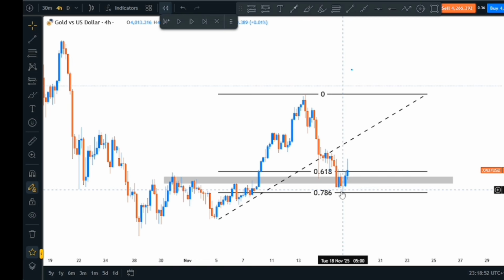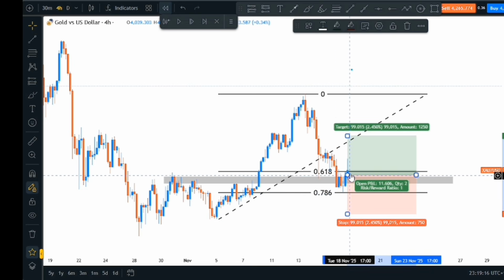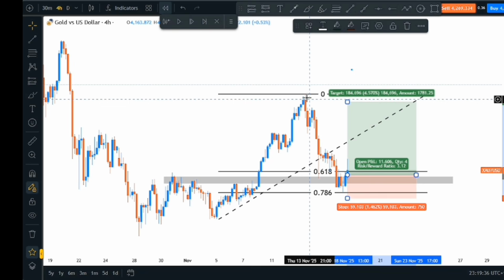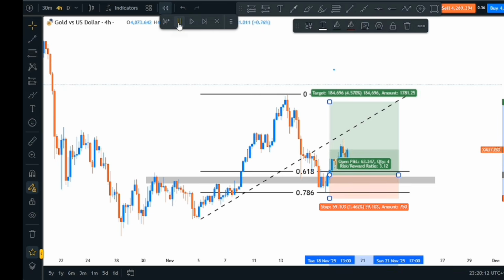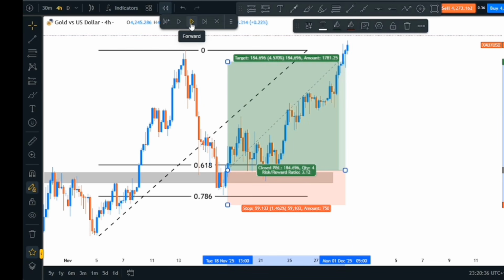You can see the price has got rejected. The entry is going to be here. The profit target is going to be at this key level resistance here. Let's see if our target profit is going to be hit or not. As you can see, profit target hit. This is how I love trading Fibonacci level as support and resistance.